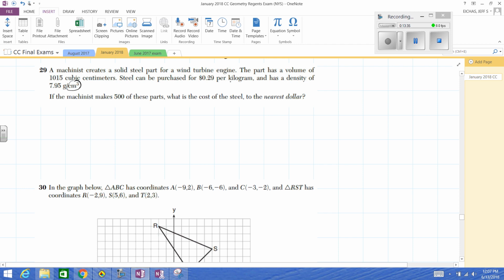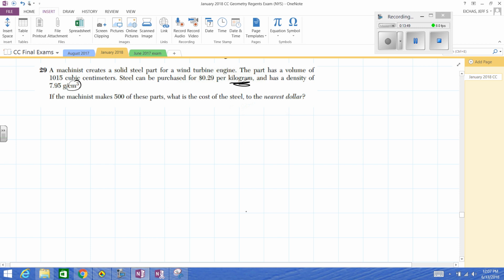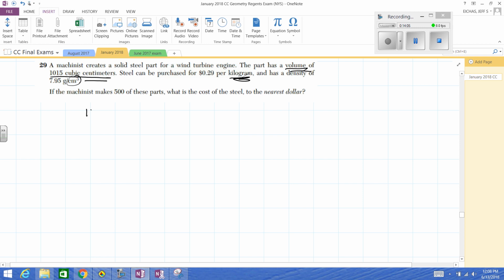Number 29. Grams, cubic centimeter, kilogram. We have some units of measure to worry about. We want the cost. It's only a two-point question, so there shouldn't be a terrible amount of work in this. They do give us the volume, which is good. We'll take the volume that's already in cubic centimeters and figure out how many grams that is.